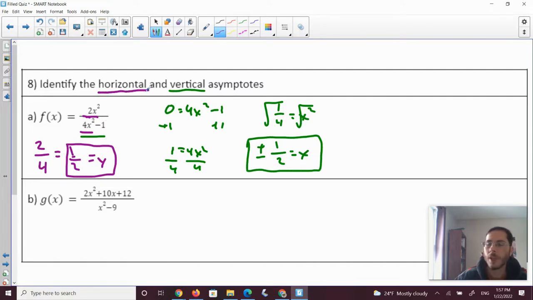For part B, kind of more of the same. Oh, wait, before we go on to part B, we got to check. We got to make sure. I did the check kind of quick. So for this one, we do want to check to make sure that these are not holes.